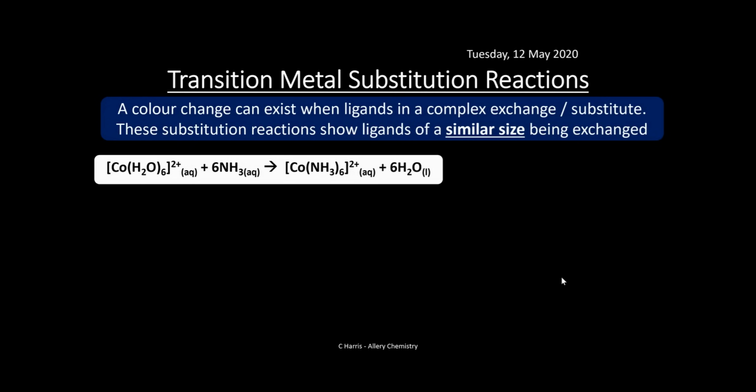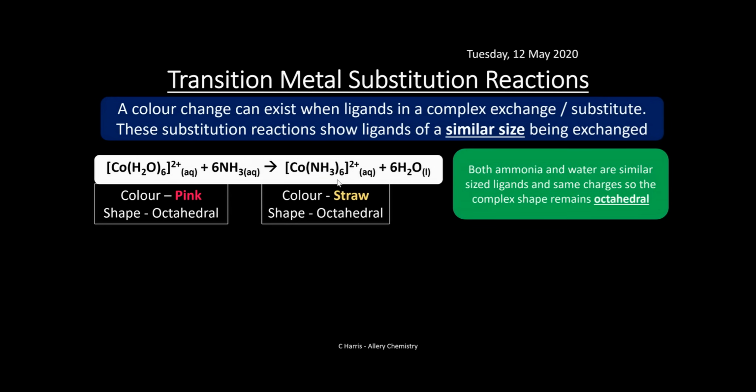So we've got a cobalt hexaaqua complex. We're reacting it with excess ammonia. And so what we get is the cobalt hexaammine complex here, with cobalt and 6 ammonias. So here we've got a ligand exchange. We've kicked the waters off from here and replaced them with ammonia. Now, this colour is pink, and it's octahedral. It's also octahedral on this side, but it's a straw colour, so the shape hasn't changed.